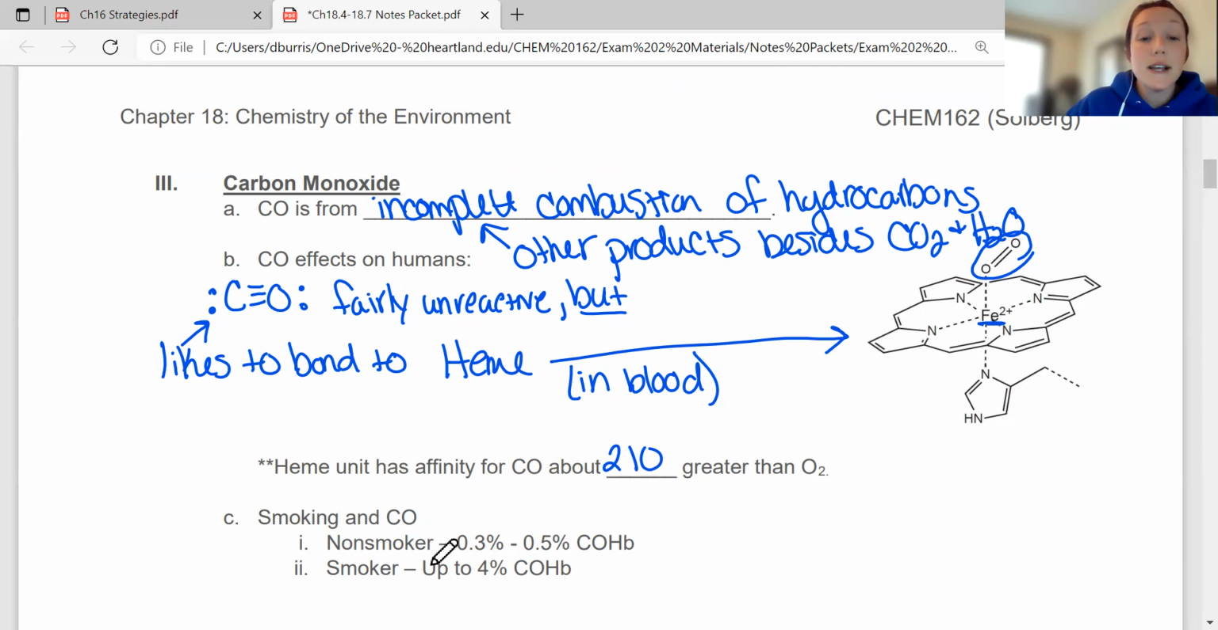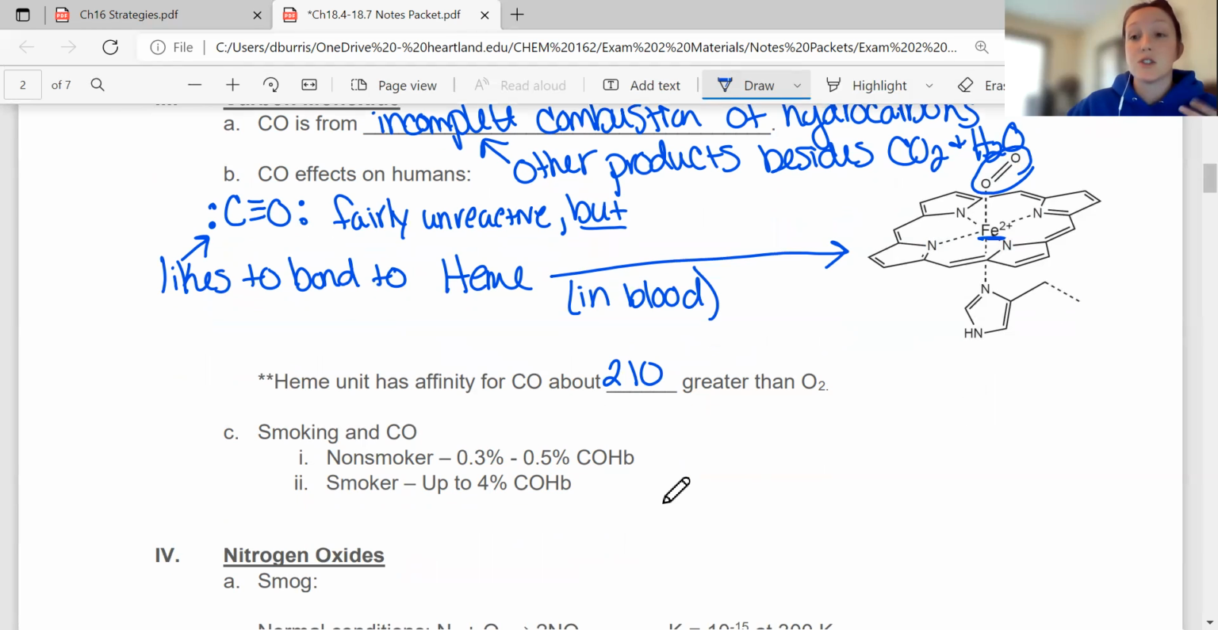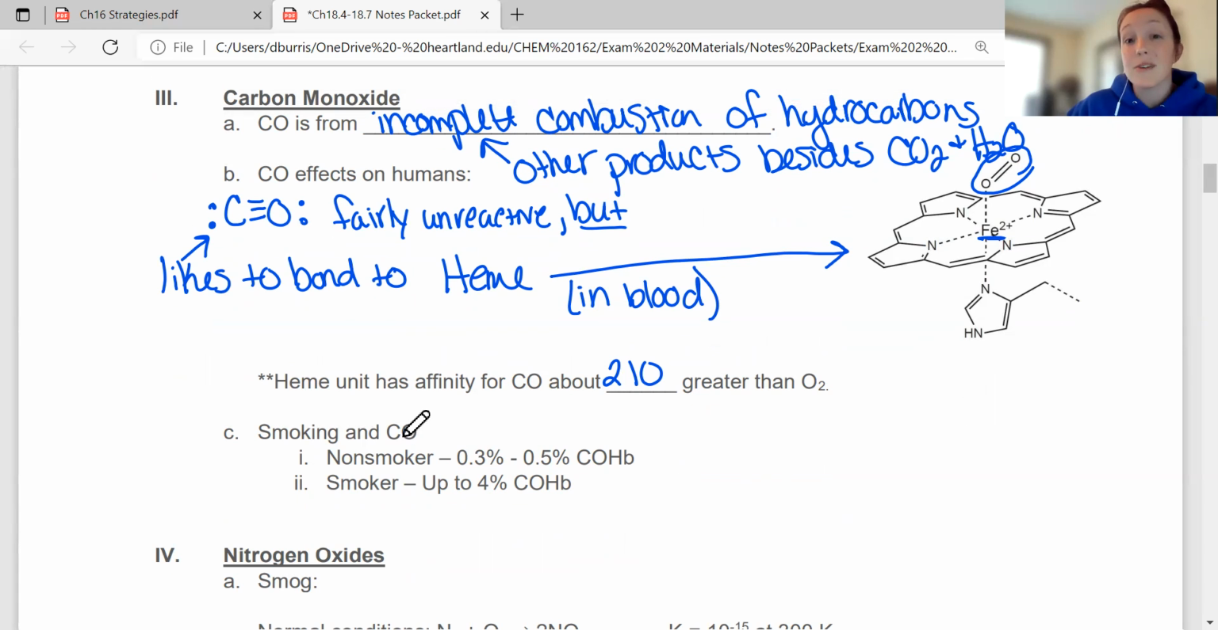Now, if you are a smoker, which I highly do not recommend ever, smoking and carbon monoxide are part of the reason that smokers can't breathe as well. You might be coughing a lot, and your body doesn't circulate oxygen as well. Part of the reason is that incomplete combustion is going on and you're making carbon monoxide.